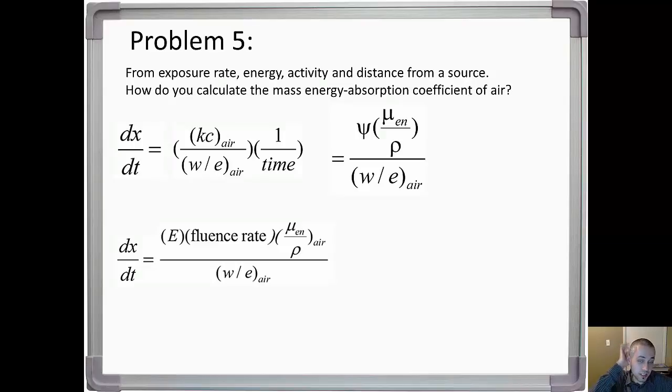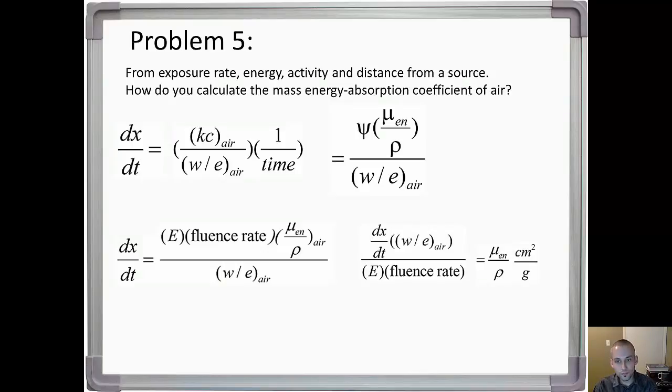Now you can break down the energy fluence. And here's the tricky thing: because we said exposure rate, now we have time. So really, you could break down energy fluence into energy and fluence. Now, because we want time, it's exposure rate, we can say fluence rate. And then same, multiply it by mu En over rho, divided by W over E. Okay, now we can rearrange. We're going to rearrange for the mass energy absorption coefficient of air, and that's how we get it.